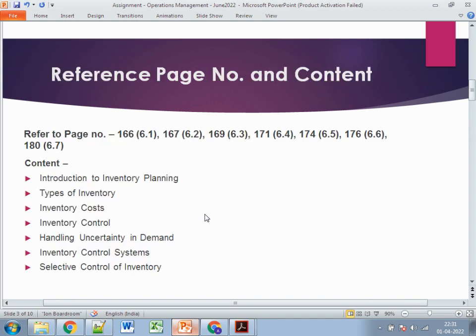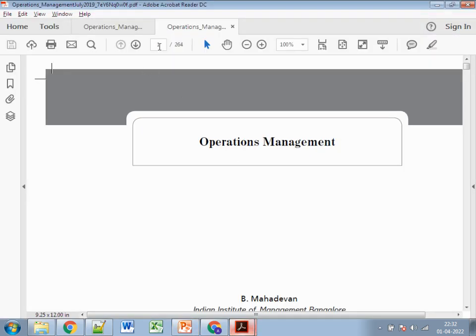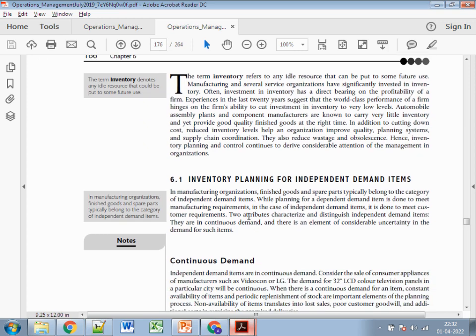There is a lot of content available in your book, so you need to cut it short to make it up to 1,000 words. If you see page number 166, firstly it's inventory planning for the independent demand items. If I talk about the automobile industry, then certain oils or spare parts are the independent parts. So you need to explain how inventory planning needs to be done.